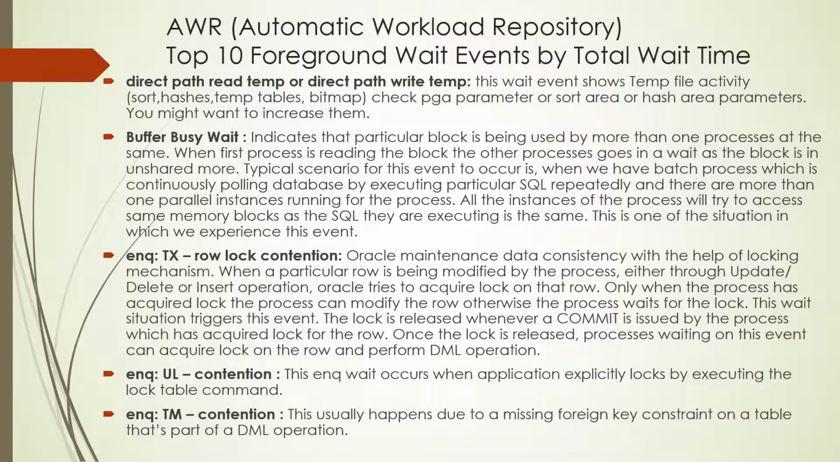Then there are direct path read temp and direct path write temp. In the temporary database, it is read and write. So if it is high, that means your PGA parameter or sort area hash parameters have some problem.